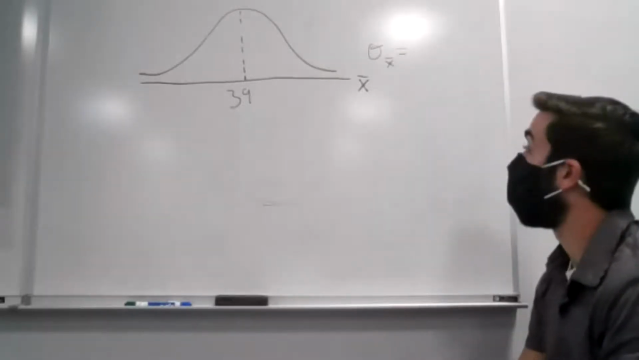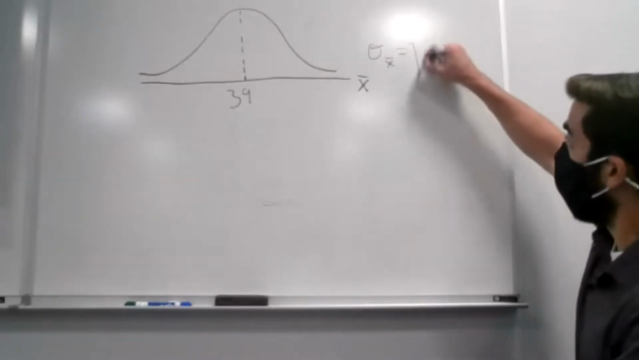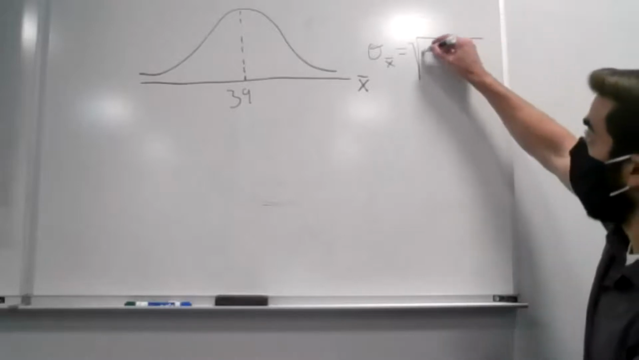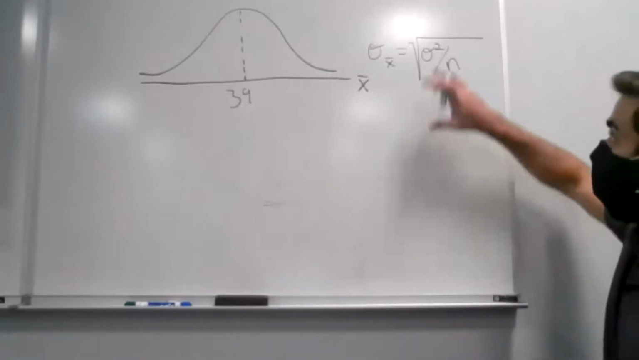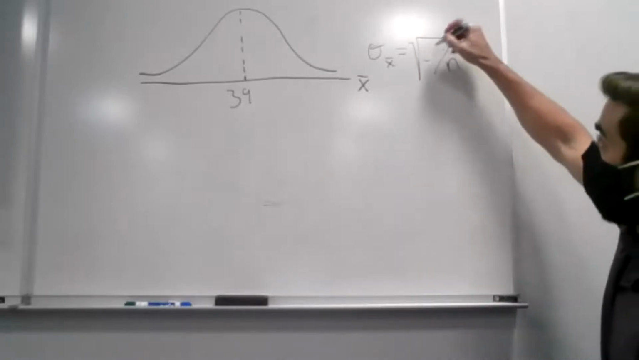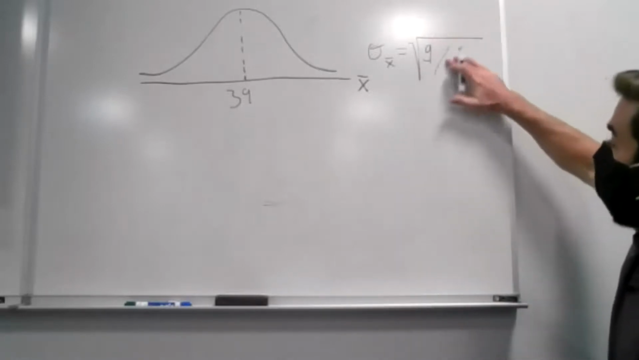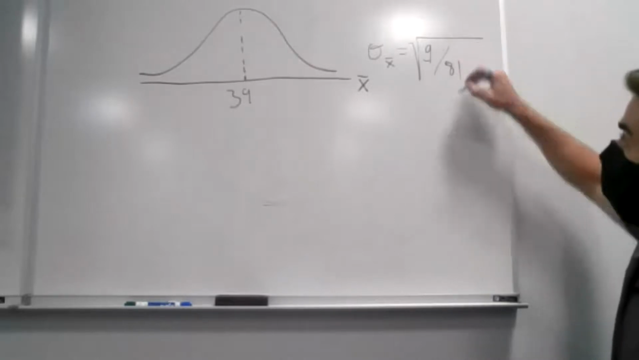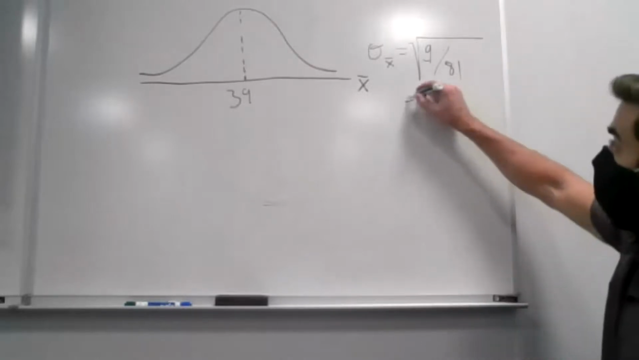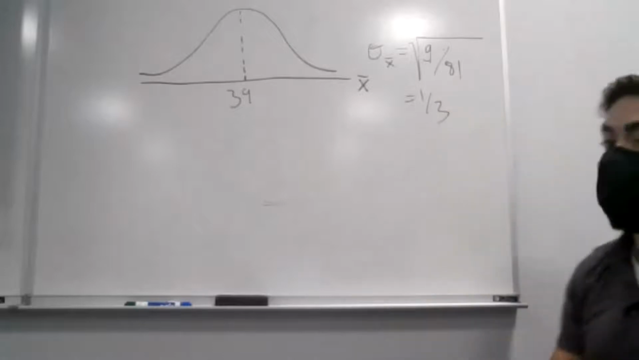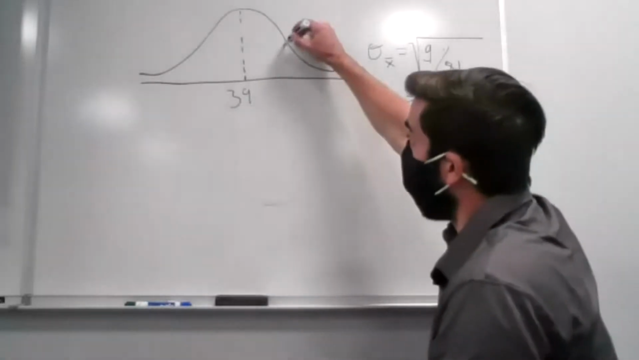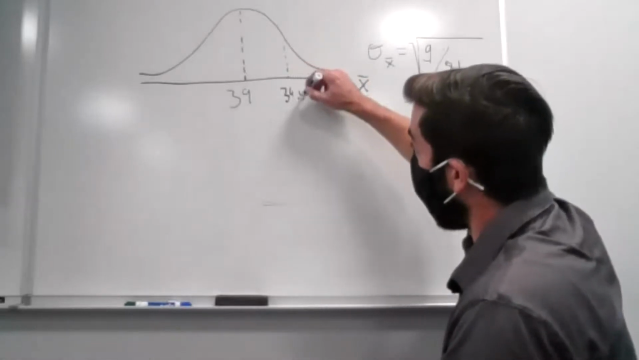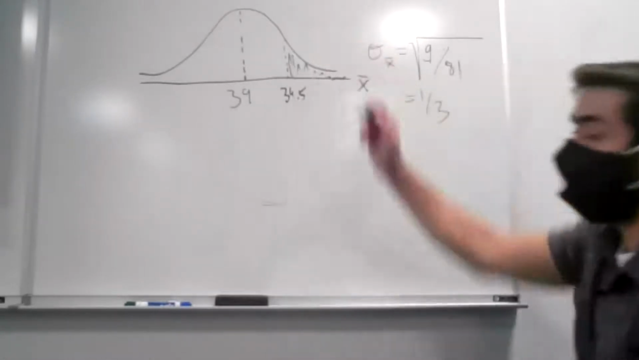Kind of in the glare. So that's just going to be the square root of my population variance over my sample size. Well, here I was told the population variance is 9, and my sample size was 81. So this ends up actually being 1/3. Okay? Now, the question was, what's the probability I see 39.5 or anything greater?